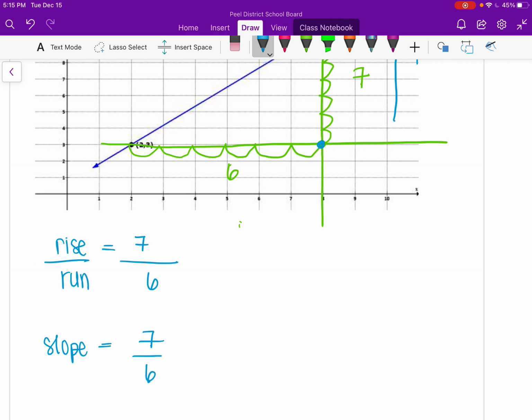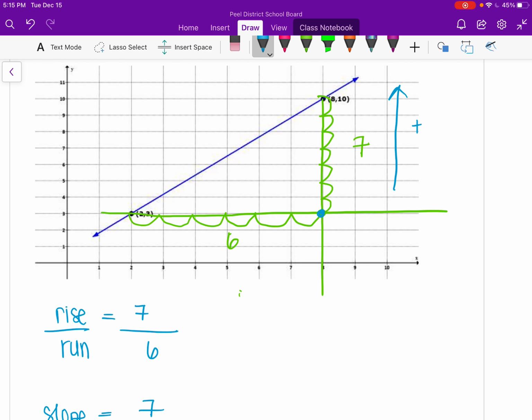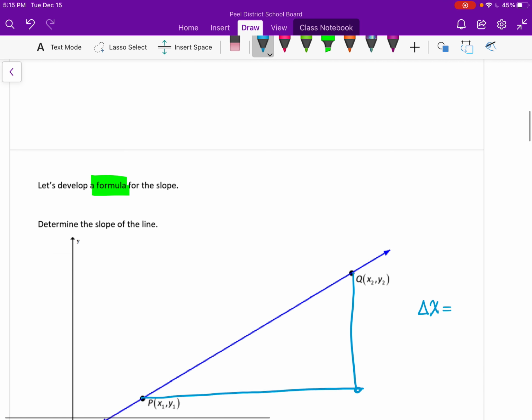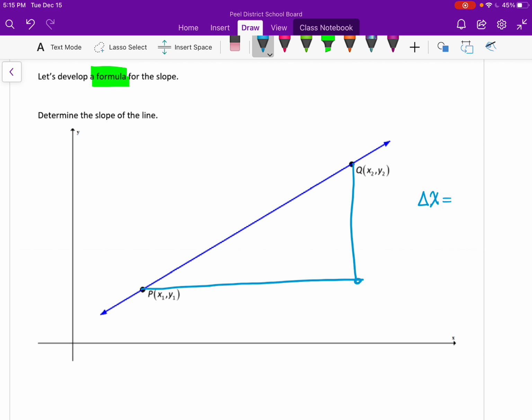I could have gone, okay, what is my x value? 8. What's my x value here? 2. And I could say, okay, so if I'm going from a 2 value of x to an 8 value of x, I must be going over 6 points. Using that same logic, what I could say is that if I wanted to find out what the difference between x2 and x1 is, I could just do x2 minus x1. And that will give me my run.